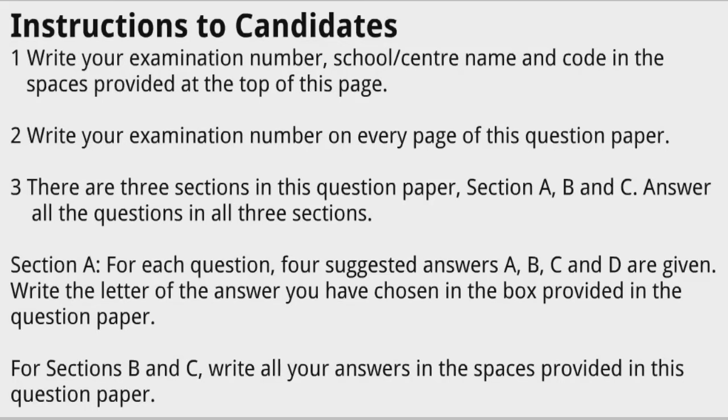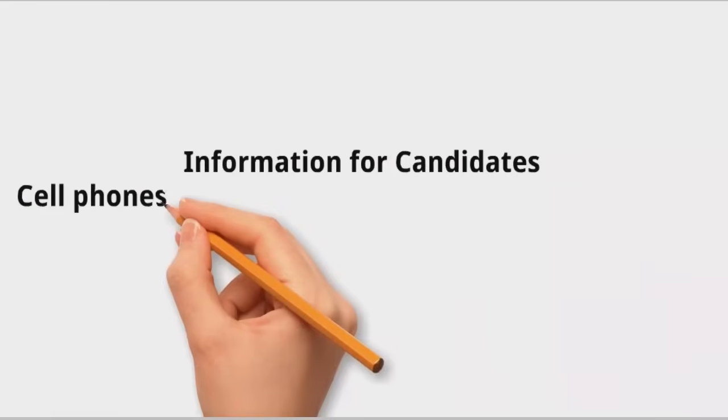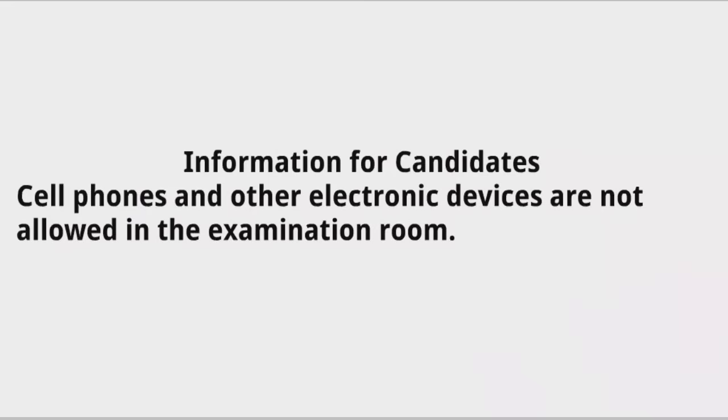Section A. For each question, 4 suggested answers A, B, C, and D are given. Write the letter of the answer you have chosen in the box provided. In sections B and C, write all your answers in the spaces provided in this question paper. Information for candidates. Cell phones and electronic devices are not allowed in the examination room. Now, let's go to Section A.